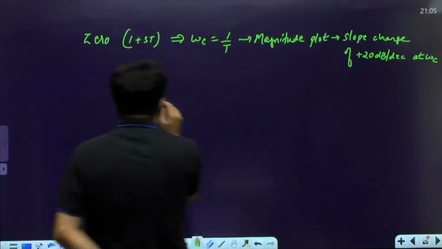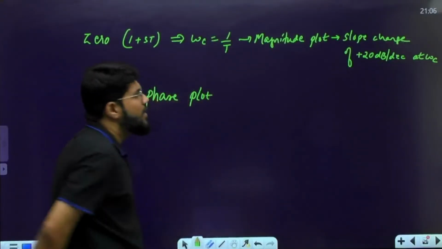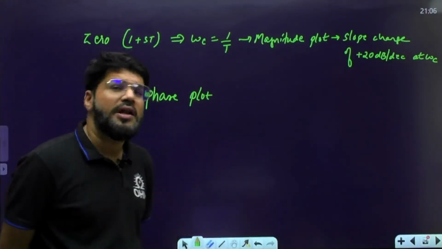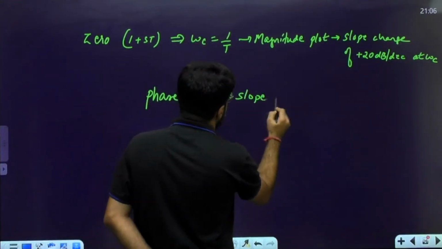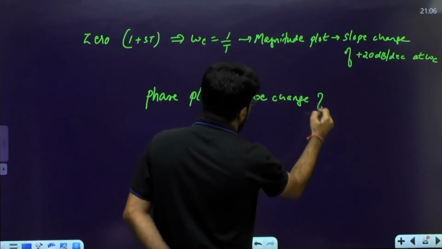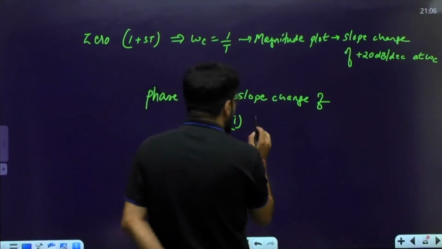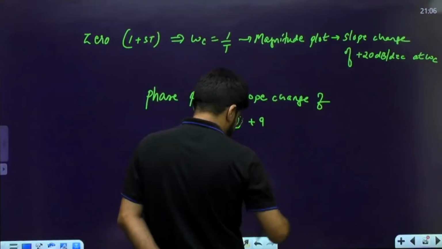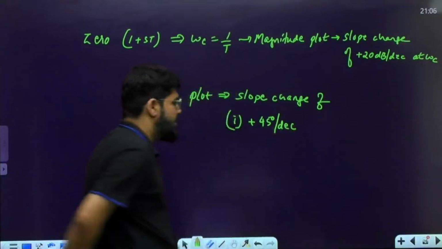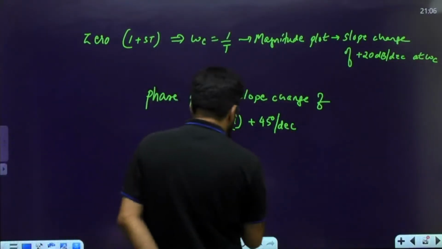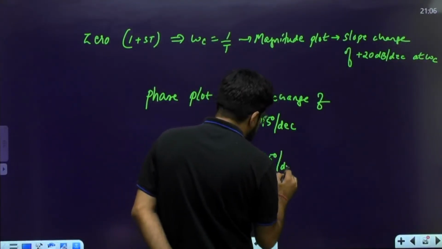But if I talk about the phase plot, there will be a slope change, but not at omega c. There will be a slope change of plus 45 degree per decade. This is for a zero I am starting with, correct, or minus 45 degree per decade.